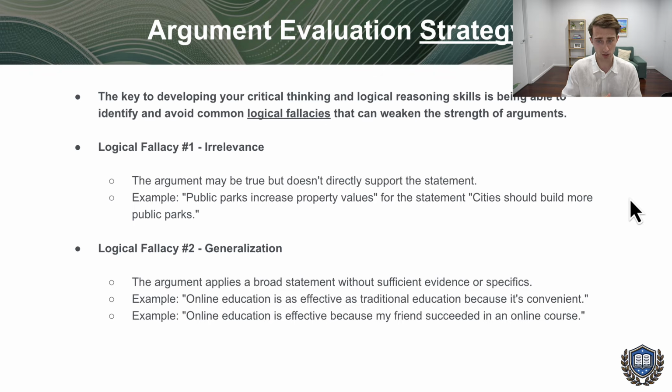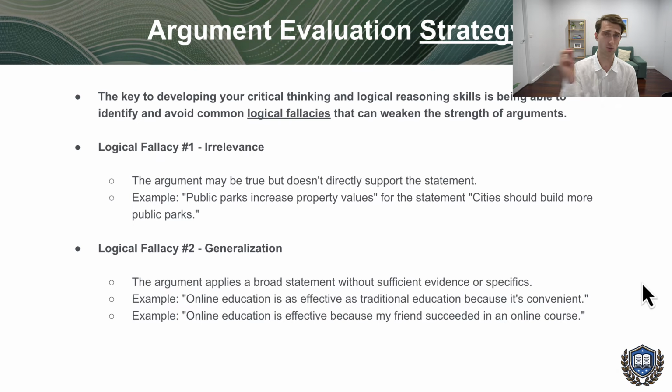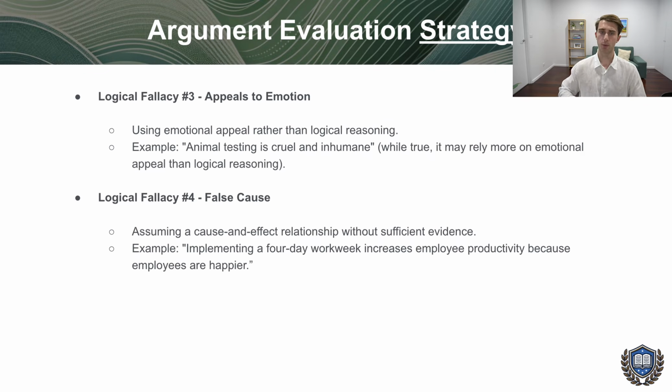Second one is generalizations. A generalization is when we make a big statement without sufficient evidence. So for example, online education is as effective as traditional education because it's convenient. Online education is effective because my friend succeeded in an online course. And so these ones here are examples where we're generalizing a little bit. It's as effective as traditional education because it's convenient. Kind of generalizing a bit. There's not enough evidence to support it there. Same thing with this one here. It's effective because my friend succeeded in an online course. Just because one person succeeded doesn't mean it's going to work for everyone else. So that's one thing to be mindful of. Number 3, appeals to emotion.